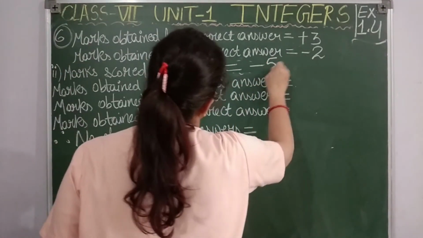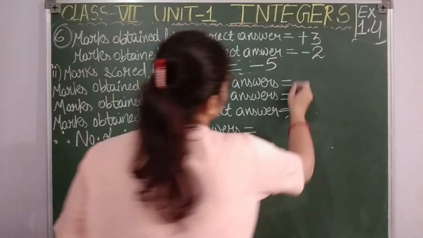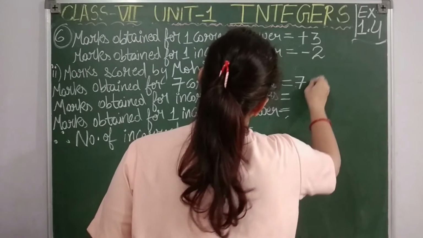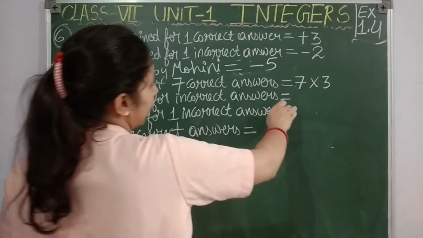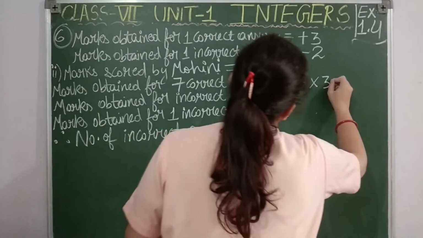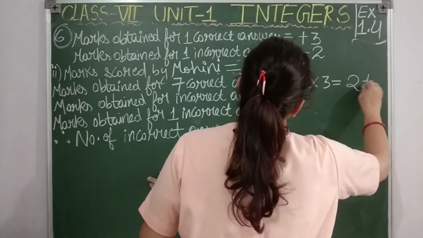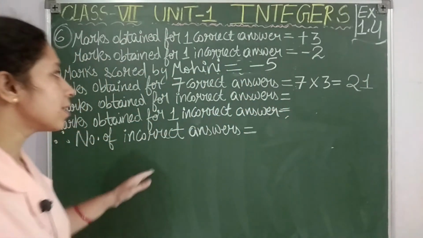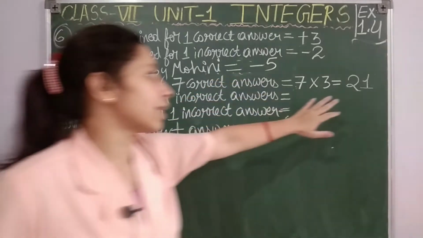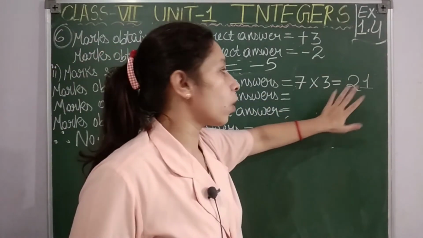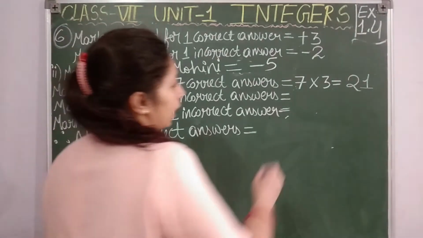How much has she scored, students? In all she has scored only -5. Marks obtained for 7 correct answers: if she has given 7 correct answers, then she will get 3 marks for each correct answer. So 7 questions at the rate of +3 each, she will get 21 marks for correct answers. But see her total marking, it is negative, -5, but she has attempted 7 correct answers, for which she got 21. Then marks obtained for incorrect answers.